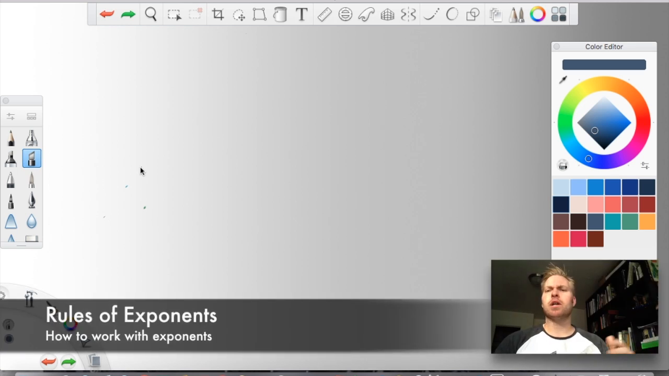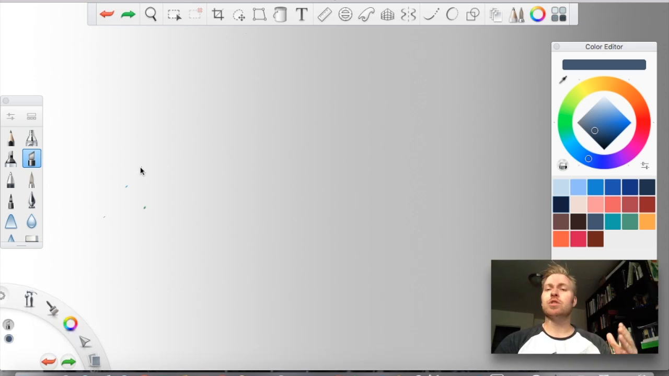All right, guys, we're going to talk about the rules of exponents here. But before we get into the rules of exponents, it might be a good idea to review really quickly what exactly an exponent is, okay? An exponent is essentially a way of communicating how many times to multiply a number.